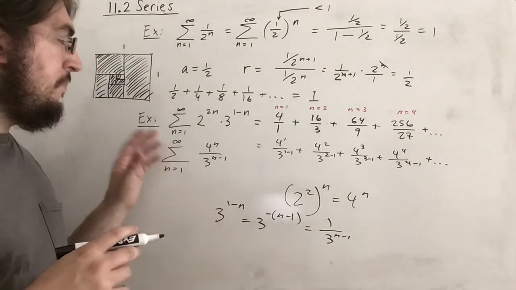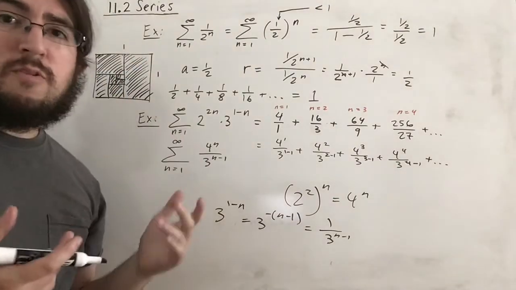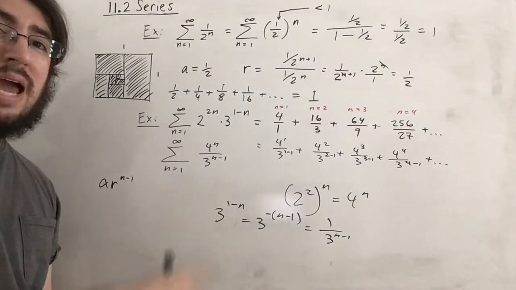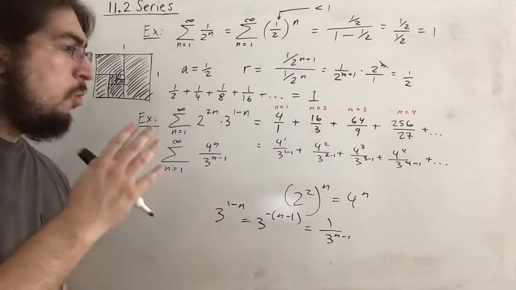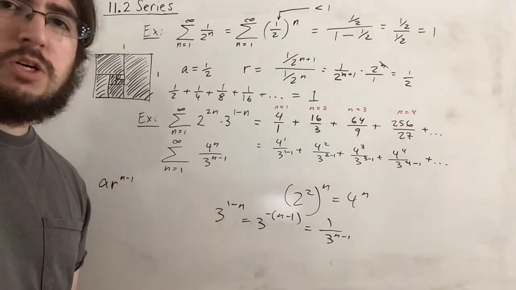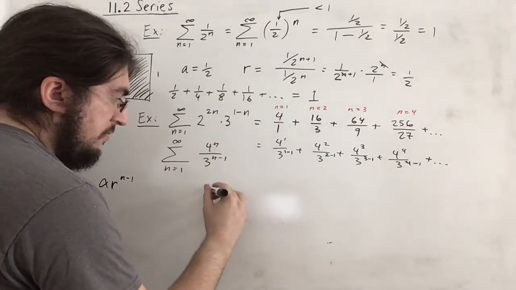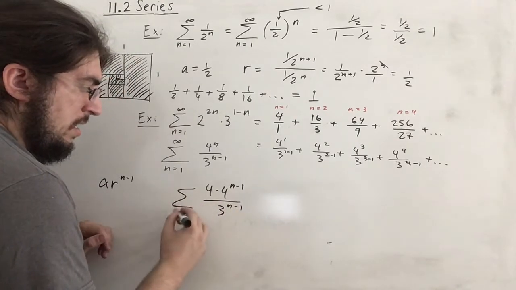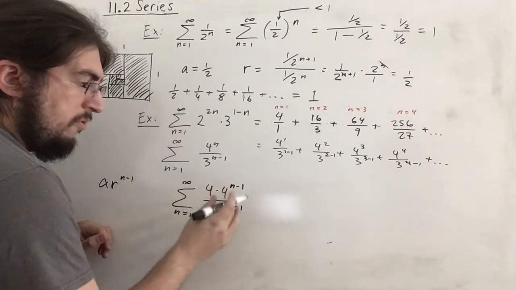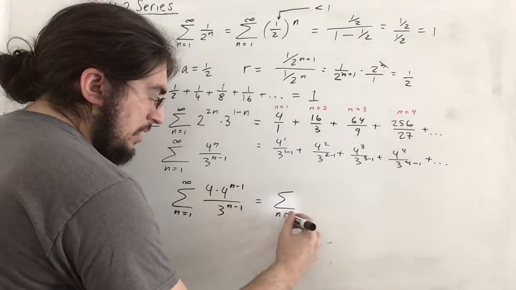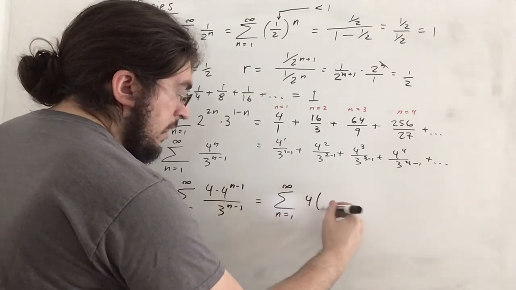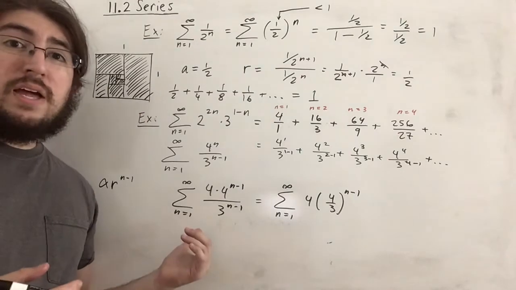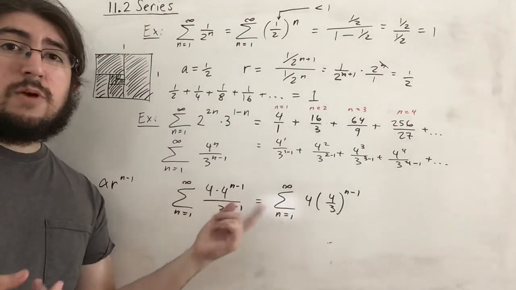Now, the form we want is a times r to the n minus 1. We have an n minus 1 power for the bottom, but not for the top. We could write 4 to the n as 4 times 4 to the n minus 1, like that. Perfect. And then if we pull the 4 out of the fraction, this is the same as the series from 1 to infinity of 4 times 4/3 all to the n minus 1. Perfect. Now we actually have the ratio.